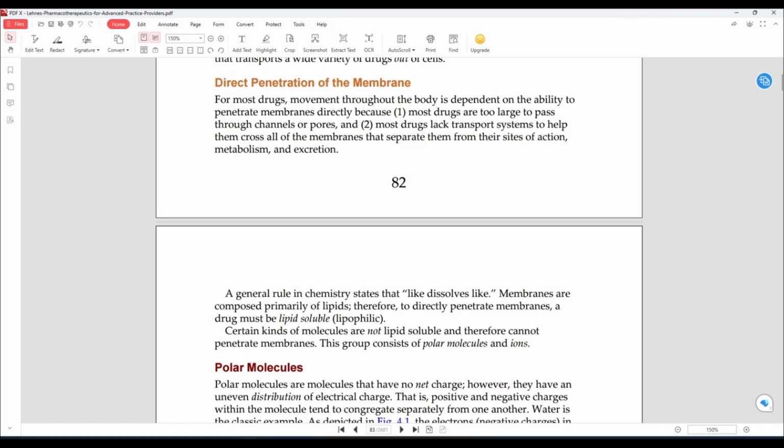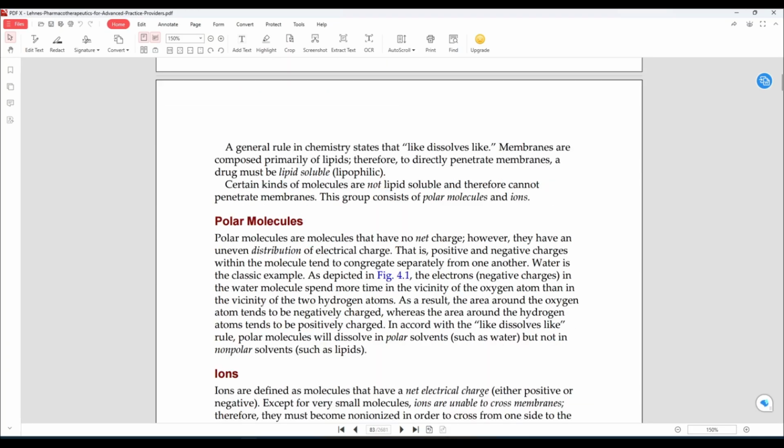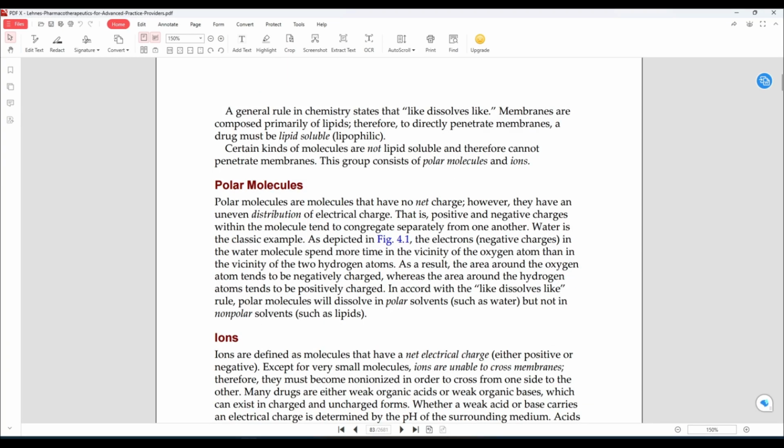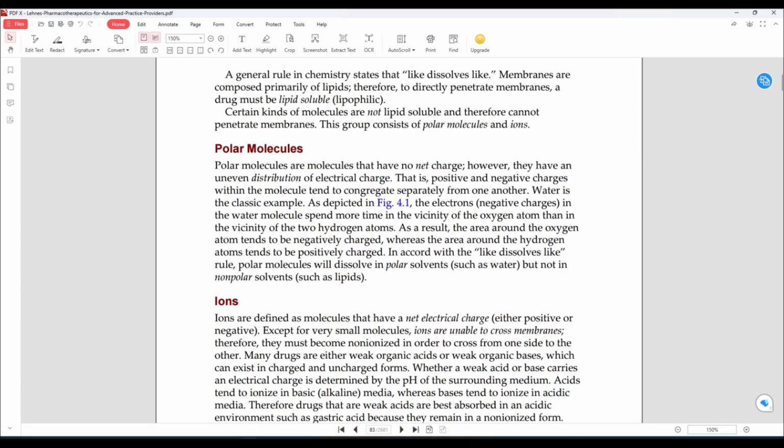A general rule in chemistry states that like dissolves like. Membranes are composed primarily of lipids. Therefore, to directly penetrate a membrane, the drug must be lipid soluble or lipophilic. Certain kinds of molecules are not lipid soluble and therefore cannot penetrate membranes. This group consists of polar molecules and ions.